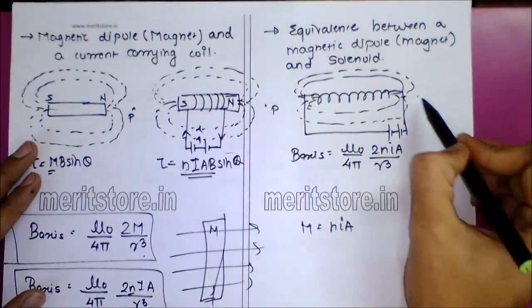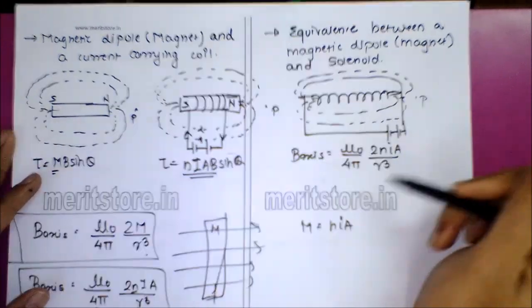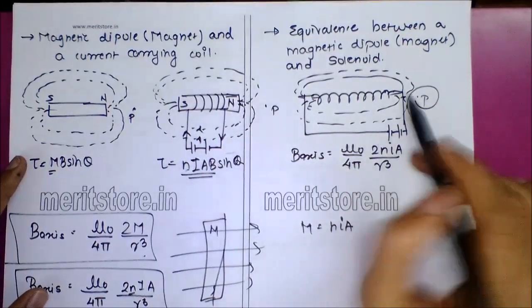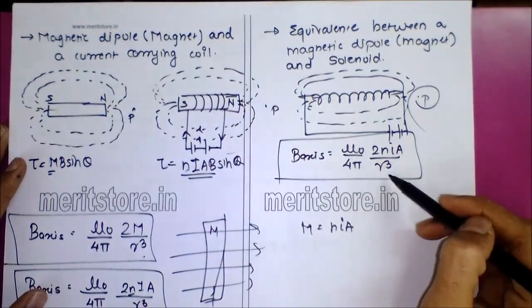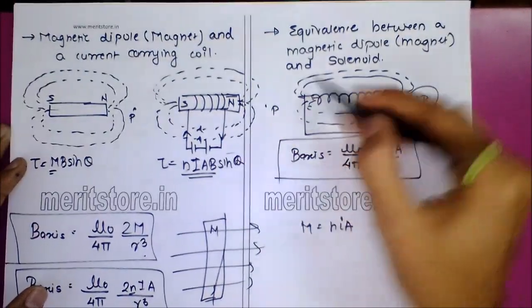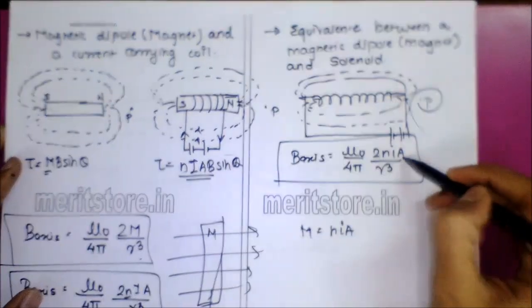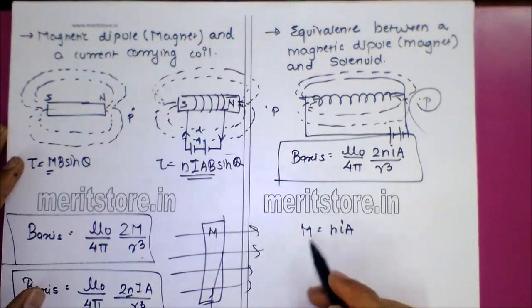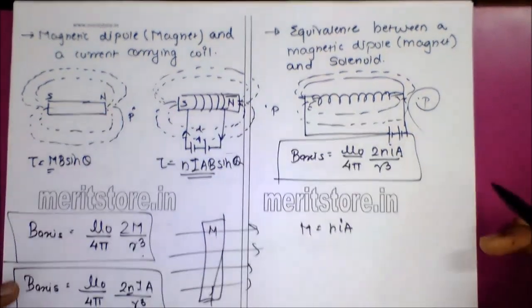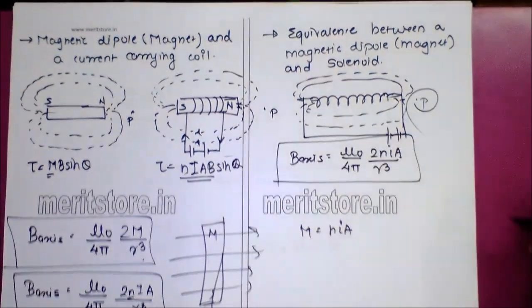So if we have a certain point P along the axis, then the magnetic induction at that point P will be given by B equals mu naught upon 4 pi, N I A upon r cubed, where N will be your total number of turns of the coil, A will be your area of cross section of the coil, and I will be your current. So that will be the magnetic induction at a particular point.